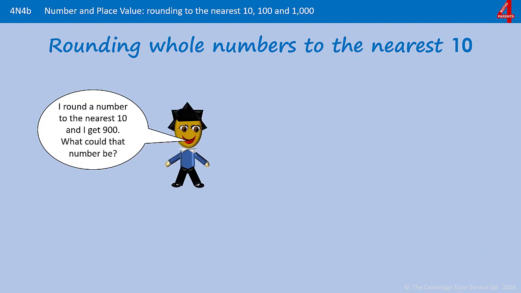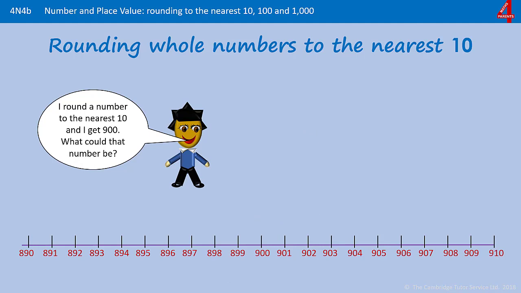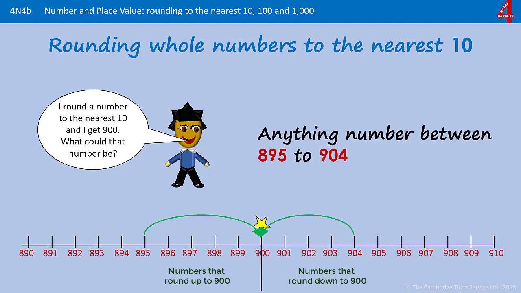Here's another one to try. This one's a little bit harder because it crosses the hundreds boundary. Hassan has rounded a number to the nearest 10 to get 900. The multiples of 10 either side of 900 are 890 and 910. The smallest number that could be rounded up to 900 will have a 5 in the ones column, so that's 895. The biggest number that could round down to 900 will be in the 900s, and that will be 904. So Hassan's number could be any number between 895 and 904.